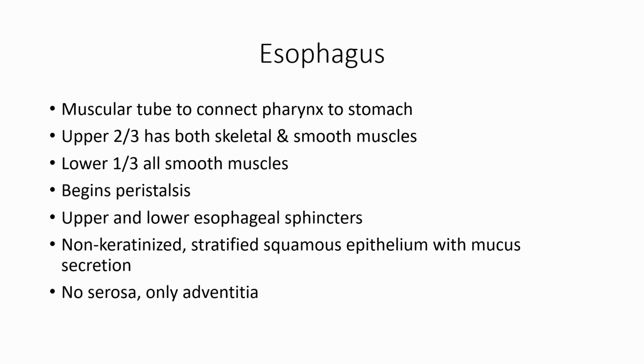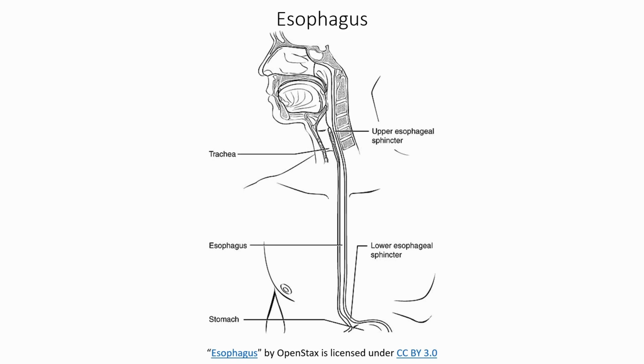There are upper and lower esophageal sphincters, and we are going to be made of non-keratinized stratified squamous epithelium. There is no serosa since we are not in the abdominal cavity, so instead of the serosa, we call it the adventitia. And so this is just what we see here. And keep in mind too, the esophagus is going to be behind the trachea, so it's going to be more dorsal, right? It's going to be on the dorsal side compared to the trachea.